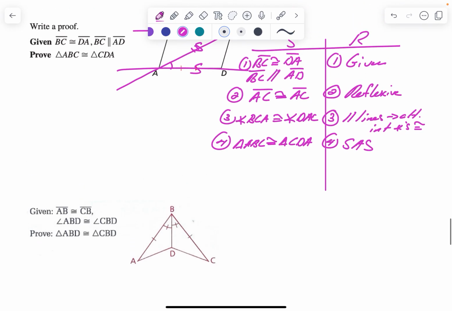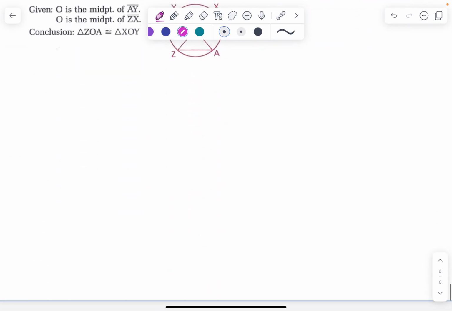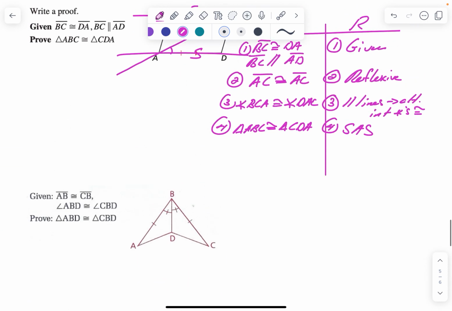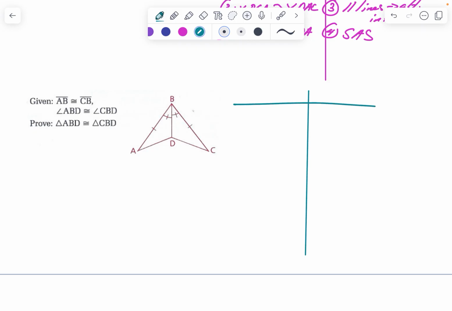Like I said, right now it's easy because we only have one theorem. Oh my goodness, I guess I had to put a bunch of problems on here. Right now we just have the one theorem, but later we'll have a lot more ways to prove triangles congruent, so it gets a lot more interesting.